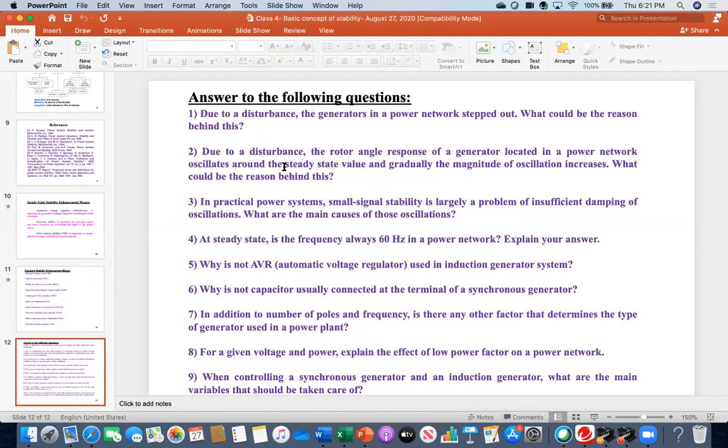Due to a disturbance, the rotor angle response of a generator located in a power network oscillates around the steady state value, and gradually the magnitude of oscillation increases. What could be the reason behind this? Sindhuja, can you answer this one?